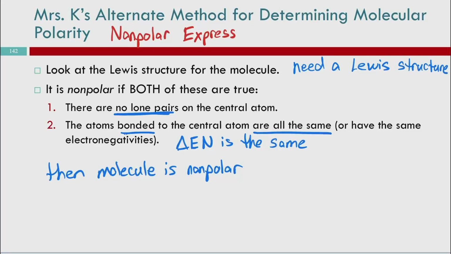This also works nicely if either is false, then it's polar. This assumes that we have a polar bond. So this is a nice separating factor. Lone pairs, all the same bond, just two things to check. If both of those are true, but there's no lone pairs, then it's nonpolar.